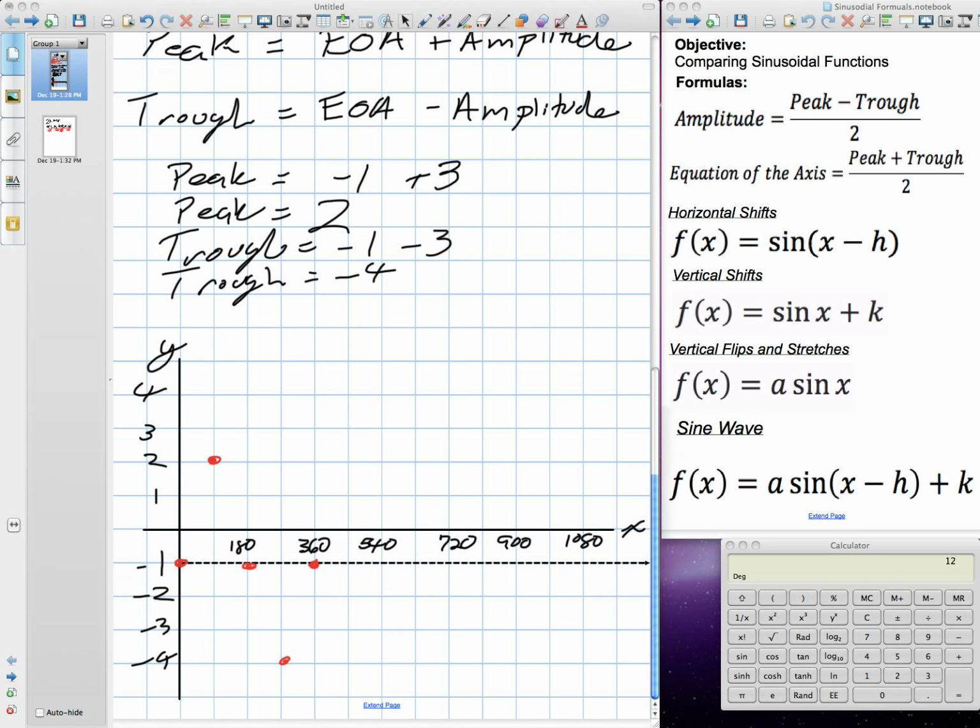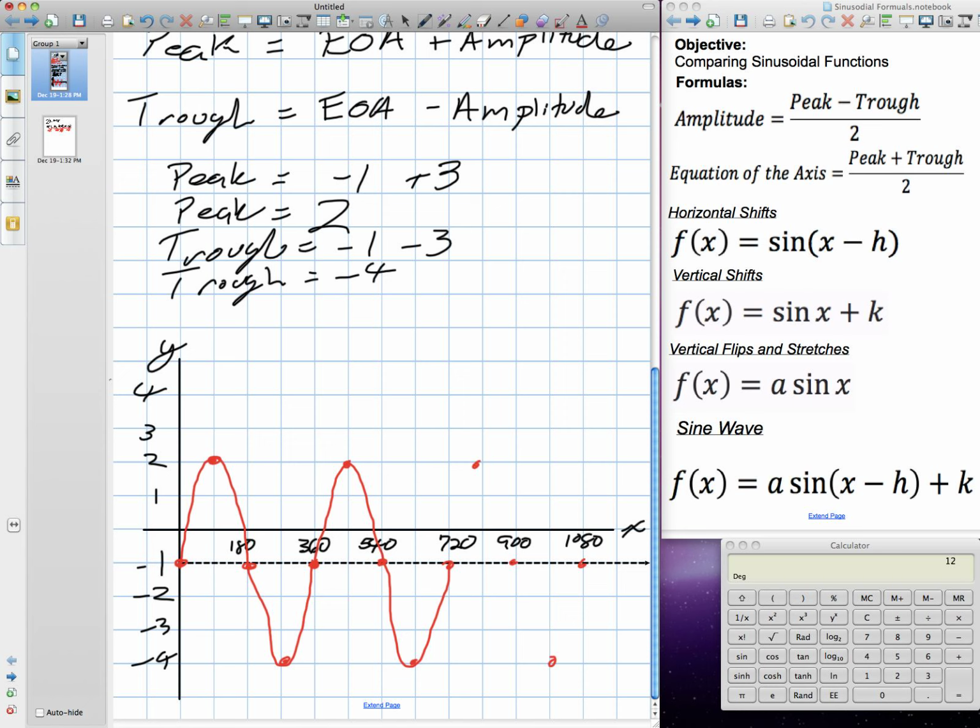of this function. So we have our points. We have 1 cycle. The question is asking us for 3. This is repetitive. We go up. So 90 degrees over, we go up to 2. 90 degrees over, we come back to -1. 90 degrees over, we're back at -4. 90 degrees over, we're at our starting point again. So this is 2 cycles.